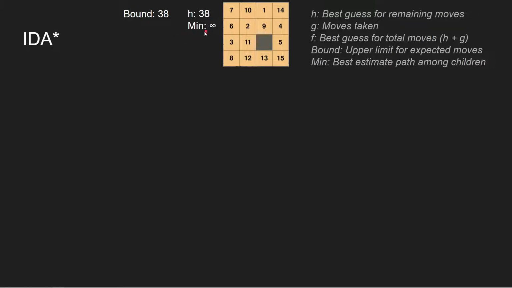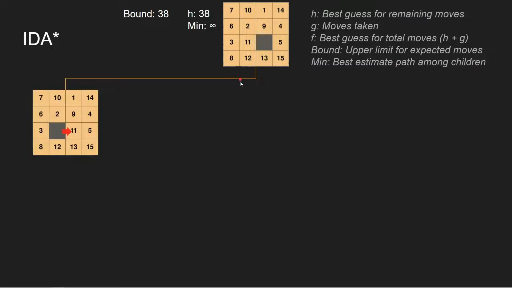Our minimum so far, we haven't looked at any child nodes, so we'll say that's infinity. So the first thing we're going to do is start exploring child nodes, and we're going to calculate those same variables. Our H score we get is 39. Now, what this tells us is that our heuristic function thinks that this puzzle state is farther away from the answer than the parent puzzle state.